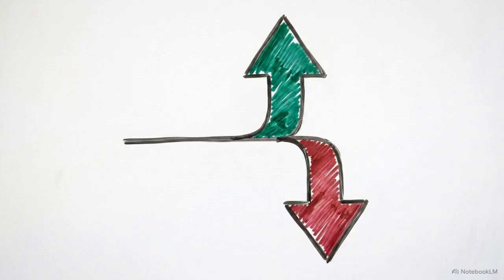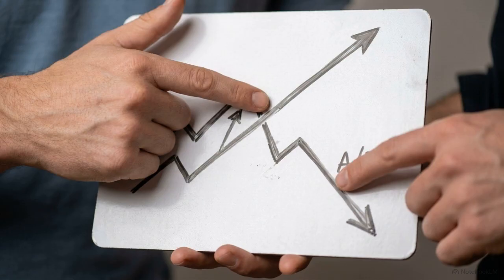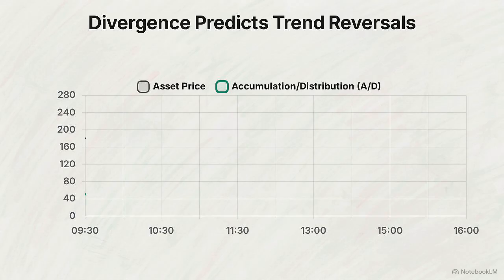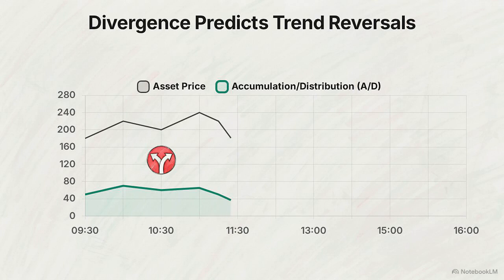The most effective way to use this data is by looking for divergence, which occurs when the price and the AD line move in opposite directions. Here we see bearish divergence. The price is climbing to new highs, but the AD line is trending lower and fails to confirm that upward move. This suggests the buying pressure is exhausted and the price corrects downward to align with the volume flow.